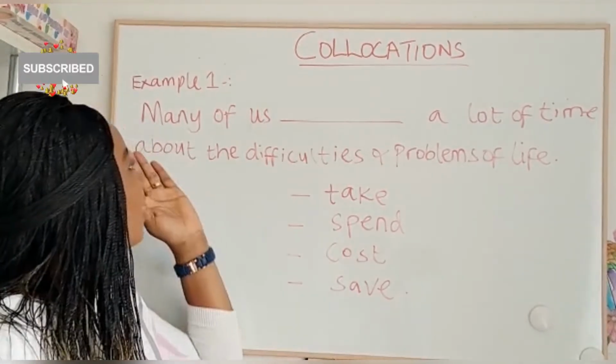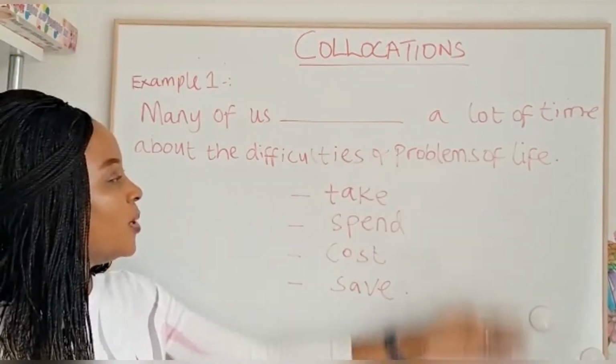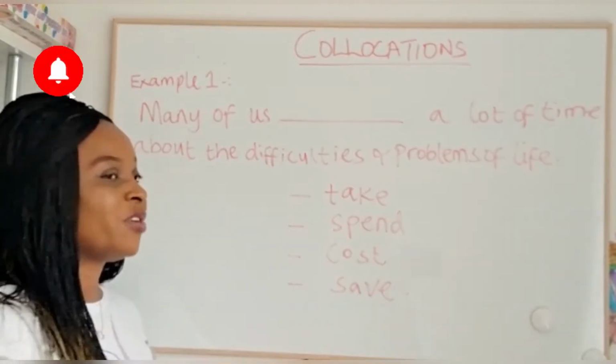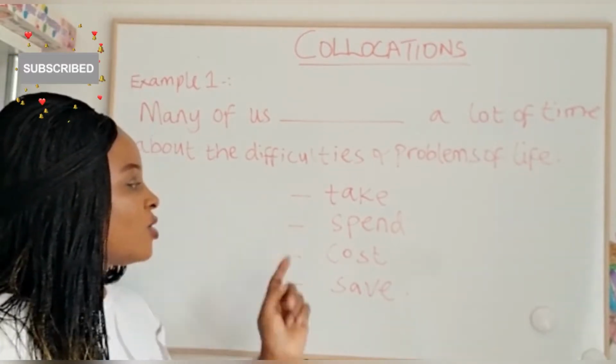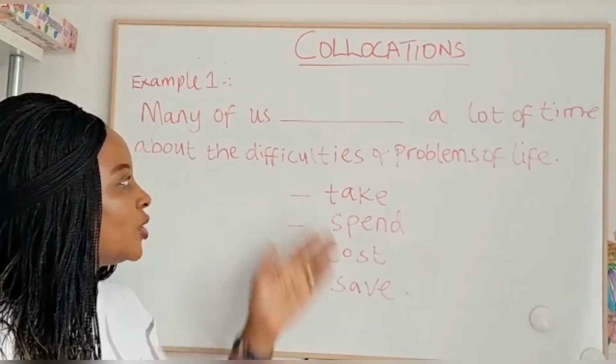Okay, so here we have example 1. Many of us dash a lot of time about the difficulties and problems of life, and these are the options we've got here. We've got take, spend, cost, and save. Now all you need to do is take the right option and put it here.